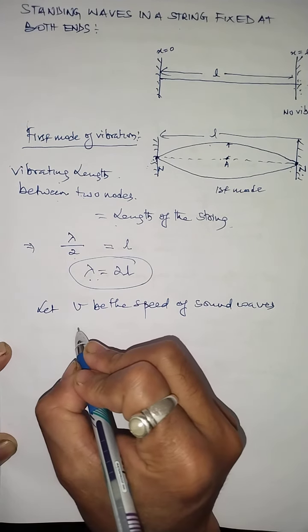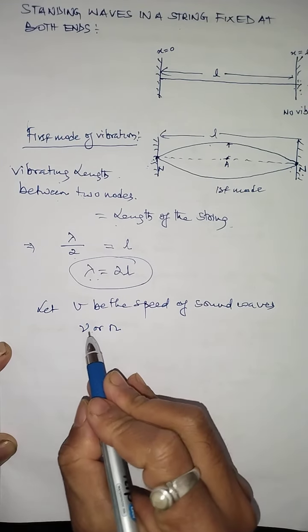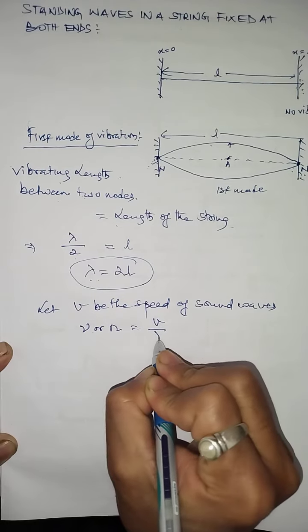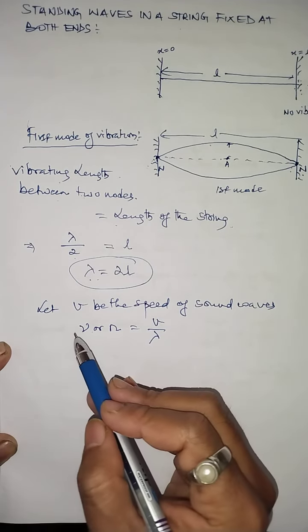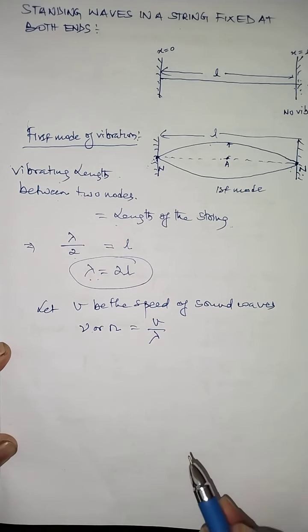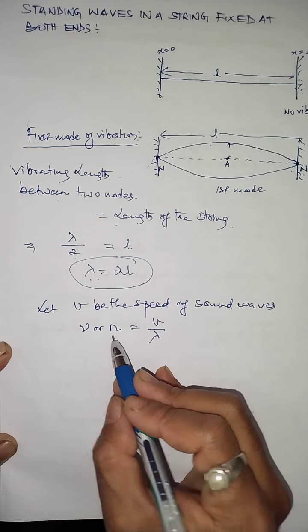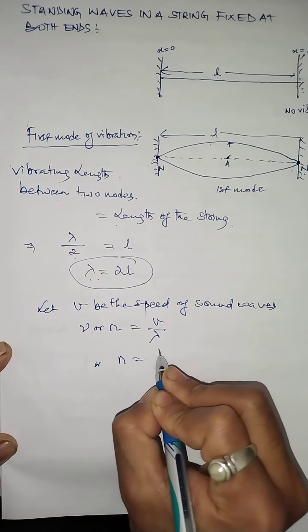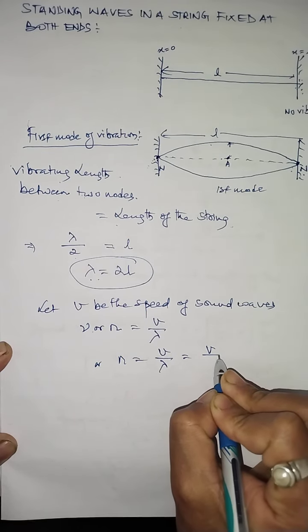Now we know the frequency is nu or n; you can write either symbol. Frequency can be written as nu or n equals speed by wavelength. Children, for your convenience you can write the symbol of frequency as nu or n, your wish. So for convenience we can use n, no problem. So I write down n equals v by lambda.